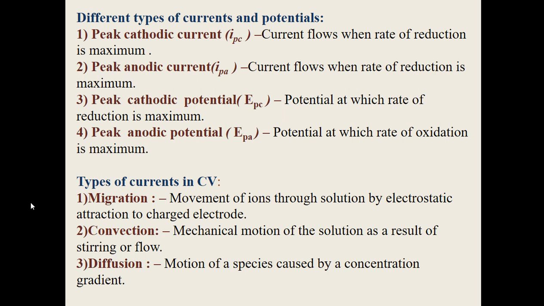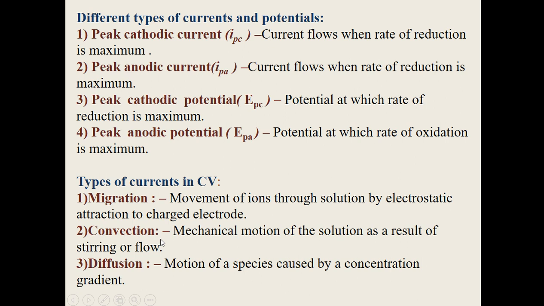Here the important thing is the types of current in CV. Types of currents in cyclic voltammetry: there are 3 types: migration, convection, diffusion. But actually the whole cyclic voltammetry setup is based on diffusion current. This is the definition of migration current. Migration current is due to electrostatic attraction: movement of the ions due to electrostatic attraction results in migration current, which you need to avoid for our experiment in cyclic voltammetry.